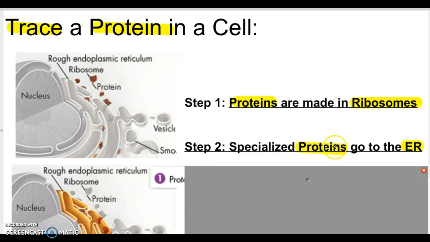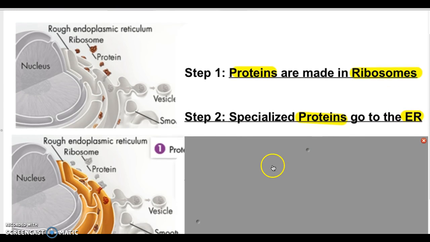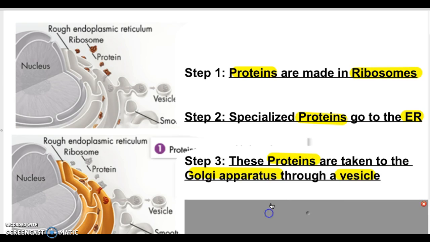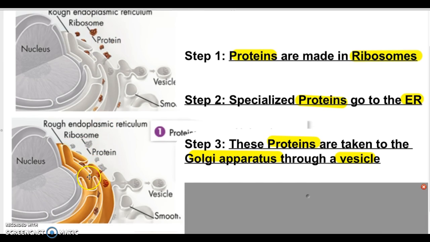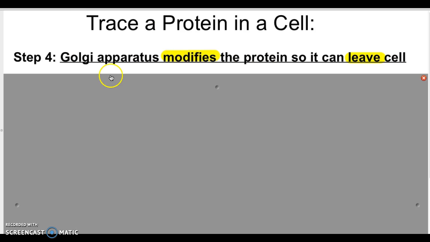Once the protein is made, it is going to travel to the ER, or the endoplasmic reticulum. Once it goes to the endoplasmic reticulum, those proteins are then taken to the Golgi apparatus, which is going to do some more work on the protein. Here's a picture showing you a ribosome. The ribosome makes the protein, and then the protein travels through the ER, and then a vesicle shoots it off, and it's going to go now to the Golgi apparatus.